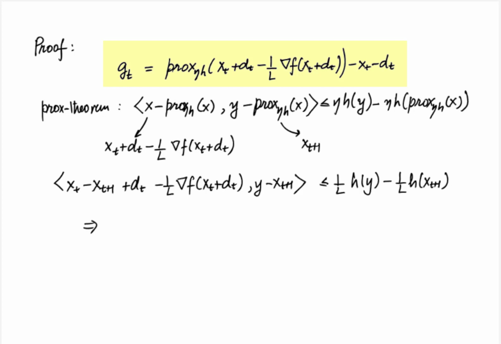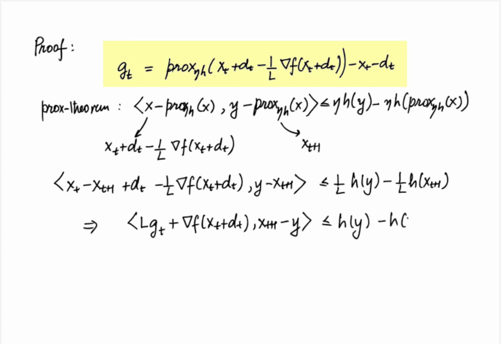So therefore we obtain that the inner product of (L of gt plus gradient f of xt plus dt), comma xt plus 1 minus y is less than or equal to h of y minus h of xt plus 1. So this is the key inequality required for this case. The two one-step inequalities that we want to get will follow from this inequality by setting y equal to either xt or x star. So now let us look at the two fundamental inequalities.